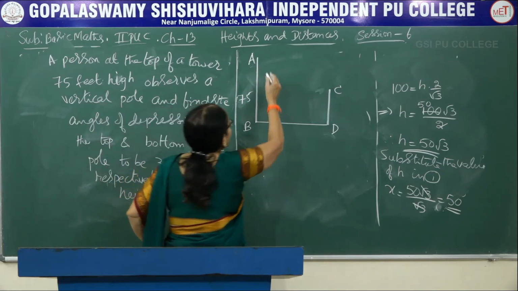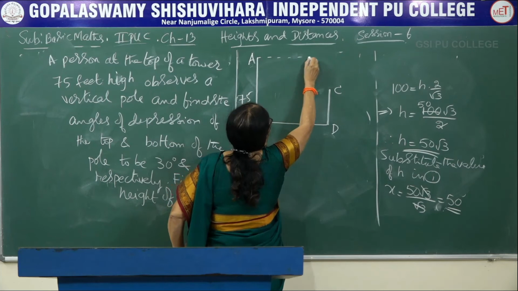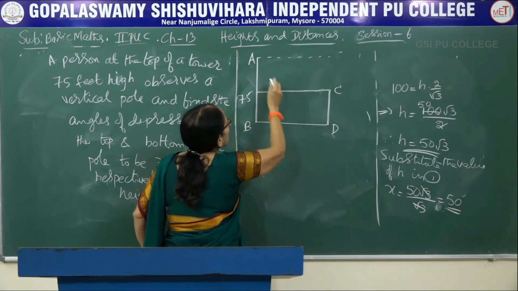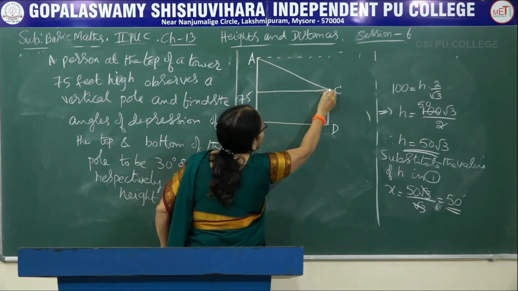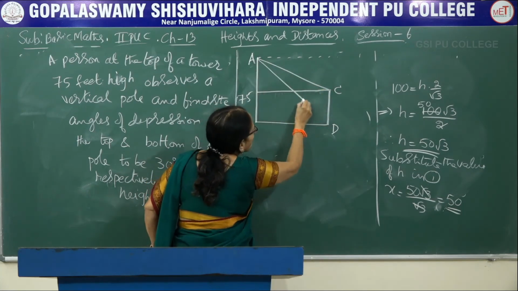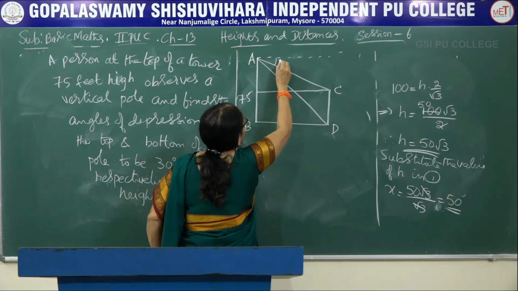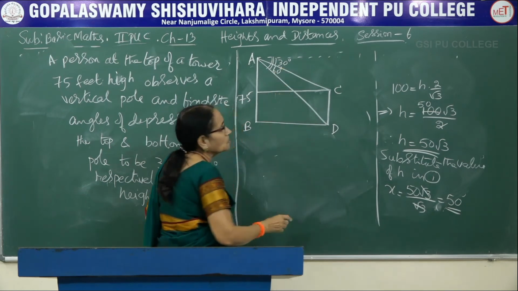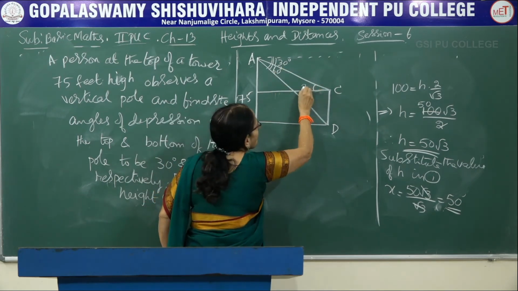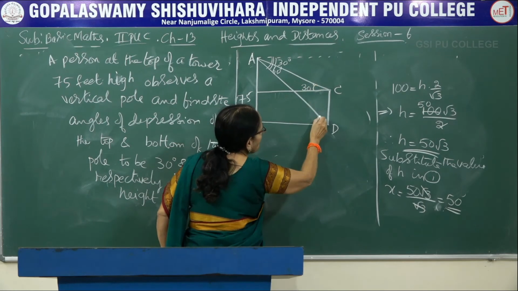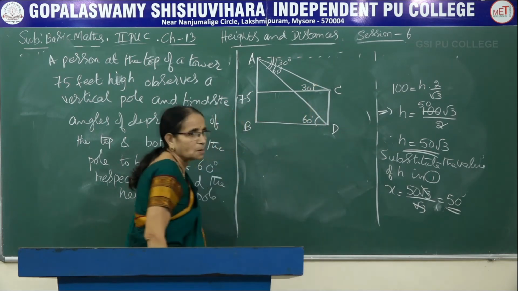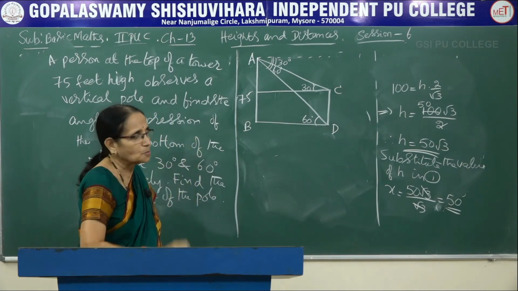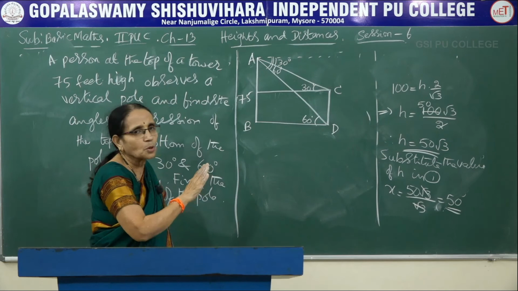Now here let me write this horizontal line, dotted lines. Now write another horizontal line. First he observes the top, then he observes the bottom. So this angle is given to be 30 and this is given to be 60. Again I am telling, these are the alternate angles. So this is 30 and this would be 60. So what is given here? The height of the tower has been given. There is a vertical pole standing.